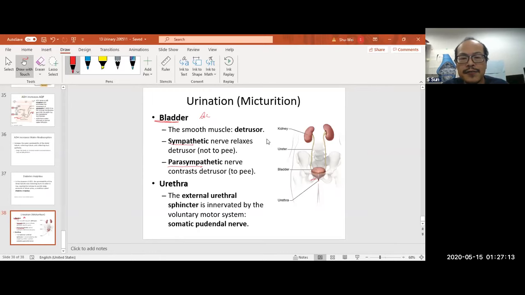Basically, when the bladder is filled, it will trigger the sympathetic nervous system. It will trigger the parasympathetic nervous system to cause the contraction of the bladder, and then we will feel that we need to pee. If we are ready, then we voluntarily control that sphincter to allow peeing. So the bladder is controlled by the sympathetic and the parasympathetic. Sympathetic relaxes the bladder so it can contain more. Parasympathetic contracts the bladder to squeeze it, to let it pee. And the sphincter is the muscle controlling the urethra to allow the urine to go out.